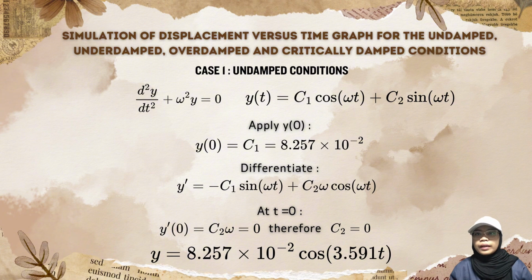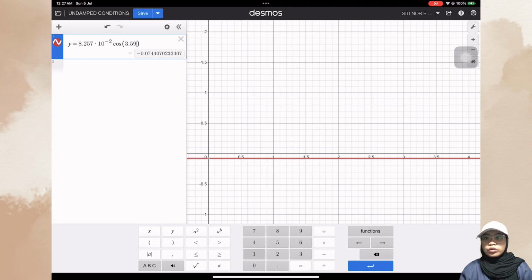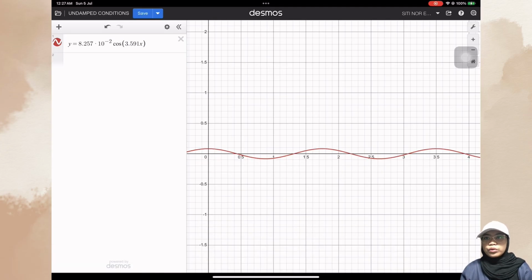Then we apply t equal to 0 in the first derivative, and we will get c2 equal to 0. The final general solution for the undamped condition will be y equal to 8.257 times 10 to the negative 2 cos 3.591t. We add the solution for the undamped condition in Desmos to get the graph of undamped motion.